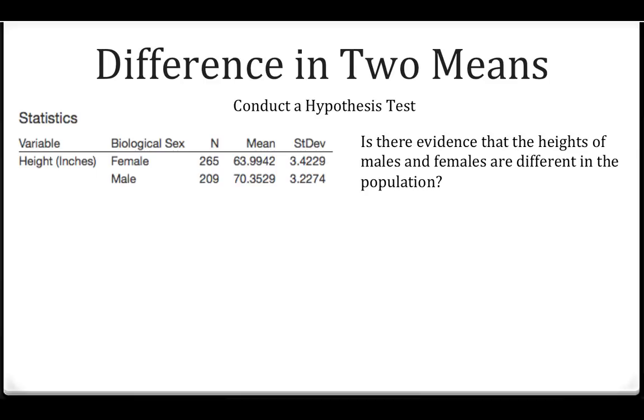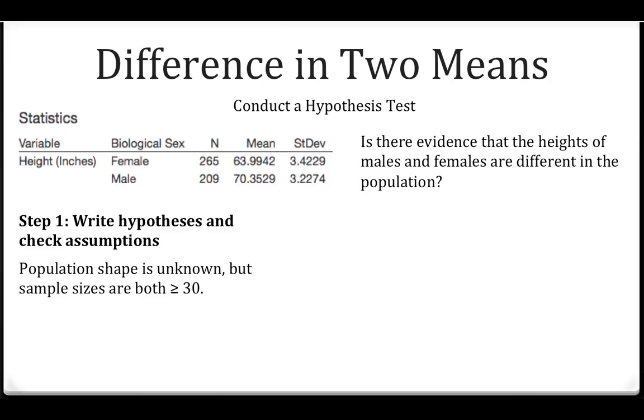We're going to be using the same data set that we just worked with the confidence interval, but now we have a different research question. We want to know, is there evidence that the heights of males and females are different in the population? Step 1, write hypotheses and check assumptions.